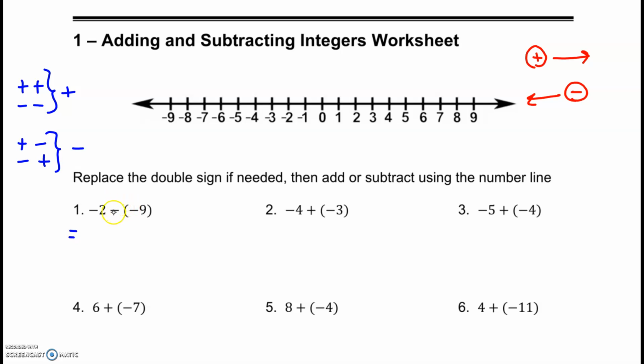So for number 1, we know we leave -2 as it is, and I need to combine these signs. So 2 negatives, we can see up here that 2 negatives go to a positive, so I change that to a positive 9. Now I go to my number line. I start on -2 and I have to go to the right 9. So 1, 2, 3, 4, 5, 6, 7, 8, 9. And my final answer is going to be 7. Okay, lucky for me, I can erase this. So you guys can probably just do it lightly with pencil.